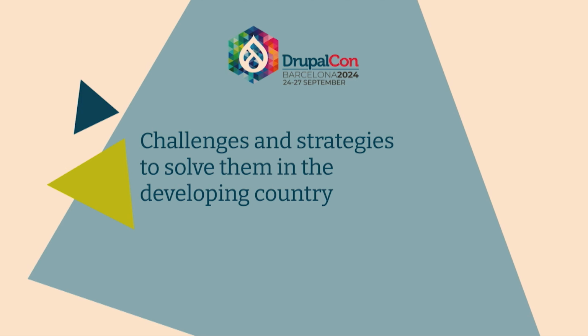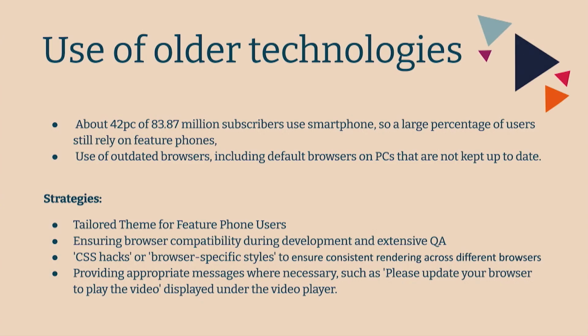Now let's discuss the challenges faced, and strategies adopted to solve them. The first challenge was use of older technologies. About 42% of 83.87 million subscribers use smartphones, so more than half of the population still use feature phones. It was challenging, and to make sure that this portion of people can still use the website, we made a custom theme which works for feature phones.